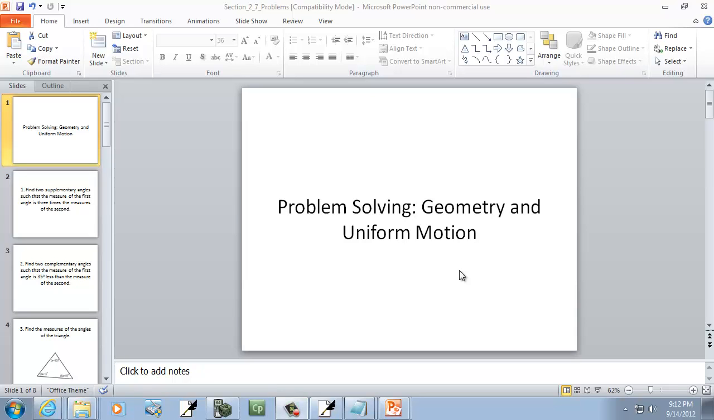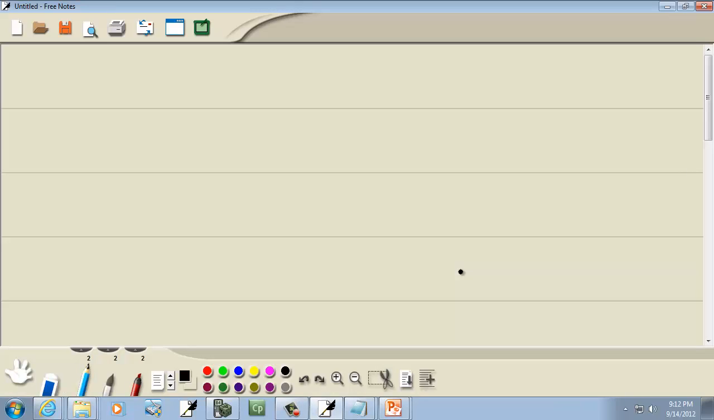Let's take a look at some more problem solving, geometry and uniform motion. We got something called an angle, and that's how much this is opened up.